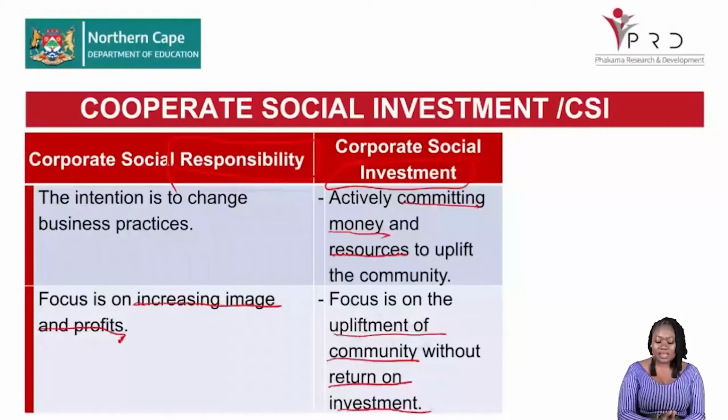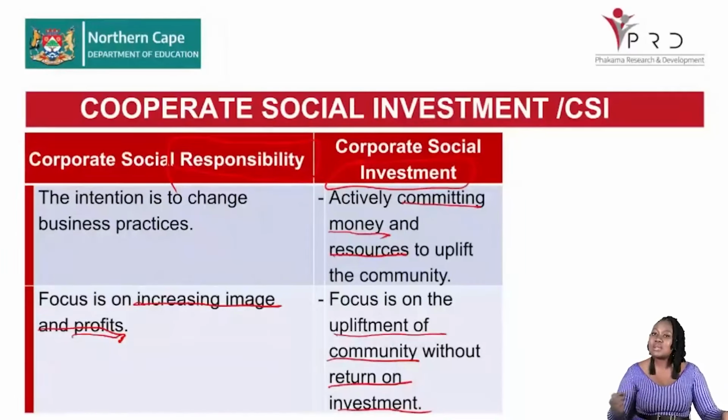Now, let's put this into perspective. So whenever you see a company that is engaged in any project that benefits the community and they take pictures, then we know they're doing what? CSR. Because with CSR, the main focus is on increasing the what? The image. And we know if we have a good image, our profits might also increase.